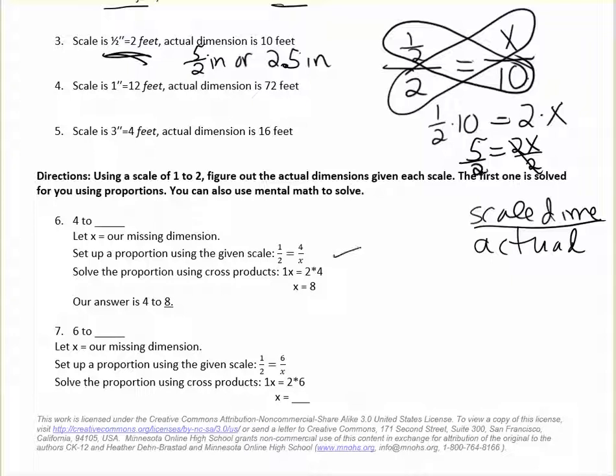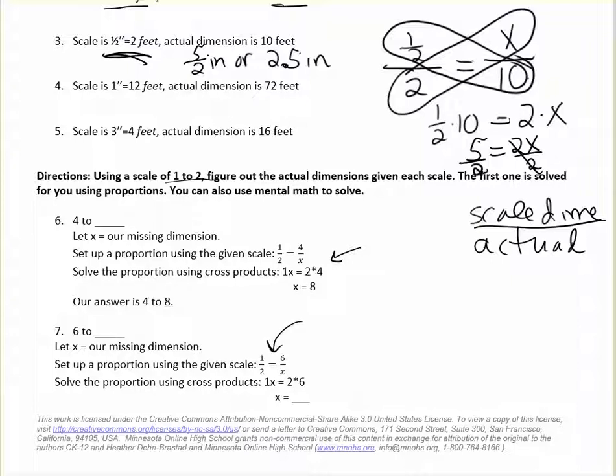Okay, so this one is already done. You can look through it. Number 7 is partially done. We're looking for, if the scale is 1 to 2, what will be the actual dimension if the scale dimension is 6? So we start out by writing our proportion, 1 to 2.